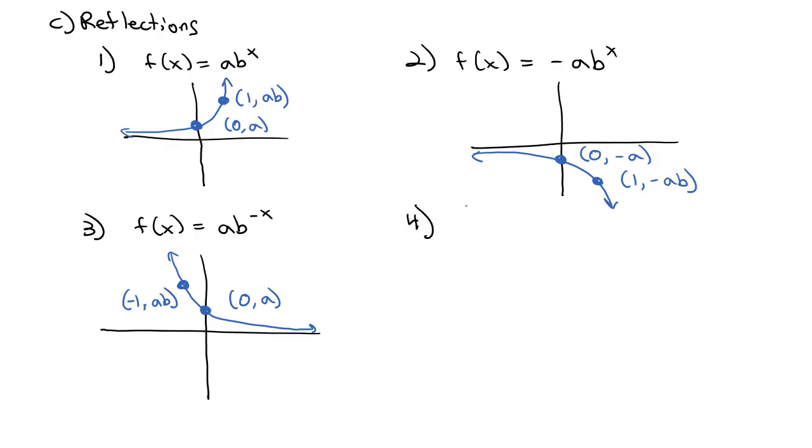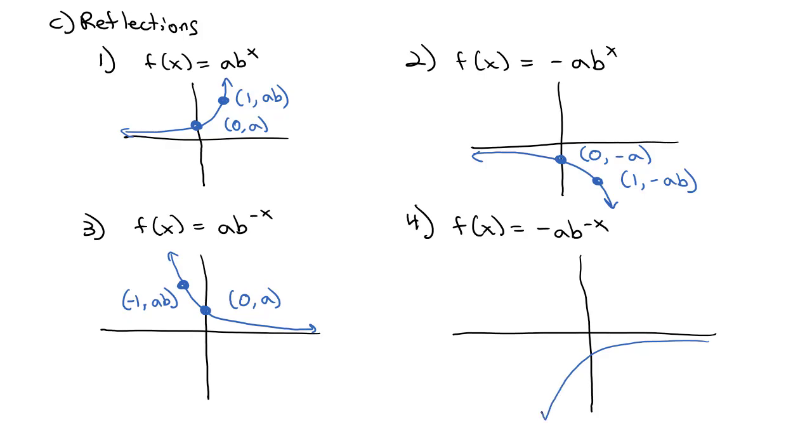Or we could do both and see both together, where we've got f of x is equal to -ab to the -x. And if we're doing both, then what we'll have is a reflection across the x and the y-axis, which means it's going to look something like this, where we've still got the point now at 0, -a, and the second point is at -1, -ab.